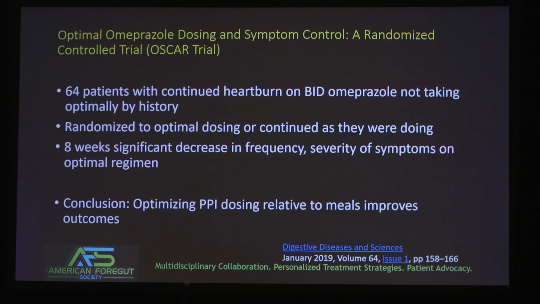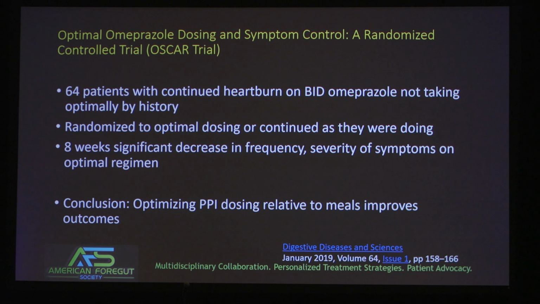One study which shows that optimizing the PPI might actually matter is from DD&S early this year: 64 patients with continued heartburn on BID omeprazole, not taking it optimally by history, randomized to optimal dosing or continued as they were doing. There was a significant decrease in frequency and severity of symptoms on the optimal regimen.